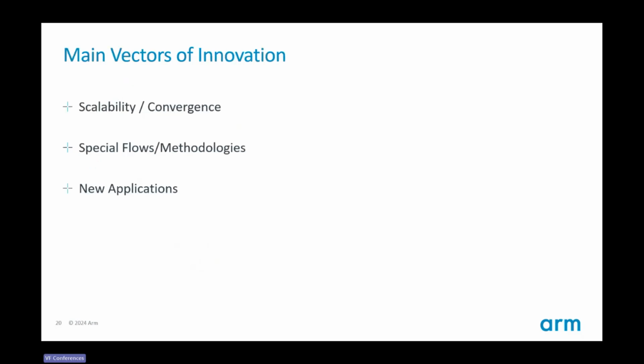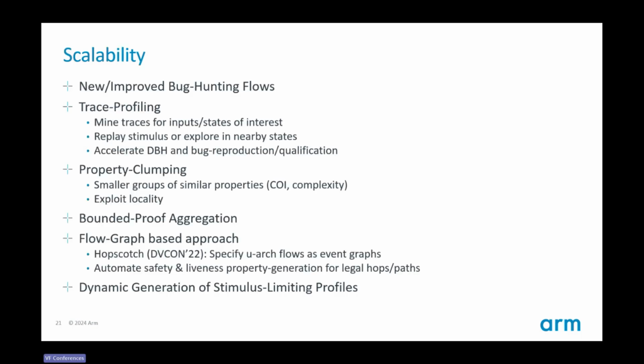So in terms of what directions we're trying to innovate in to solve some of these problems: scalability, convergence, special flows and methodologies, and new applications. For scalability, we keep experimenting with new bug hunting flows, and those have improved over the years. We also look at things like trace profiling, where we mine interesting traces for states or inputs of interest, and then replay those or explore nearby states. Things like property clumping, finding the right groups of properties to run together to exploit locality. Aggregating bounded proofs: in some cases we run them in different cycles, and then have a way to put them back together to improve proof bounds.